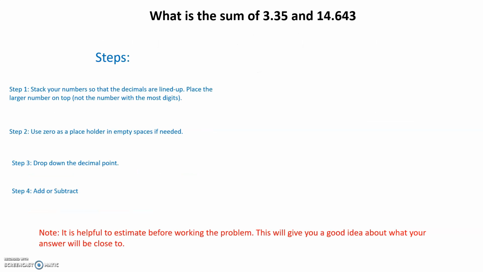All right, let's go ahead and do a couple examples. The sum of 33 and 35/100ths and 14 and 643 thousandths. Sum means addition. Step 1, line up the numbers based on the decimal, bigger number on top. Step 2, I'm going to add a 0 as a placeholder.